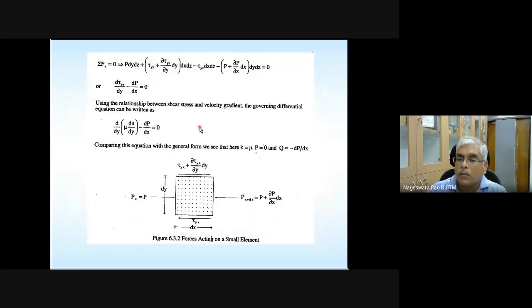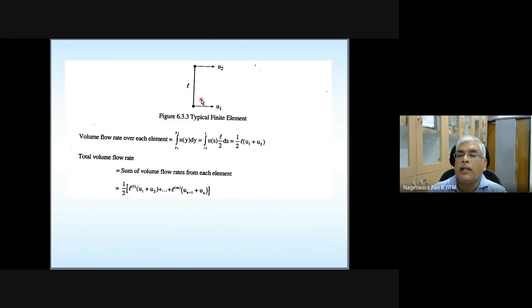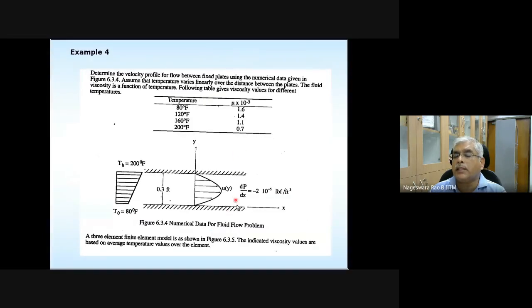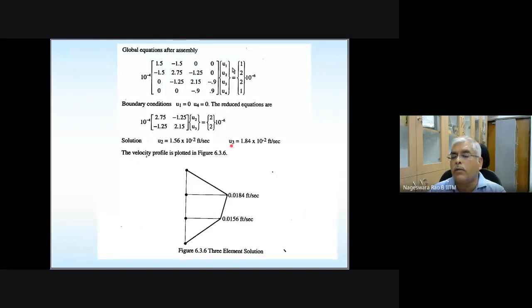Anyway, once you identify this, you can easily write the element equations and then, depending on the discretization, apply the appropriate boundary conditions and solve the problem. All that you can go through if somebody is interested. So this is the wide variety of applications for this general one-dimensional boundary value problem.